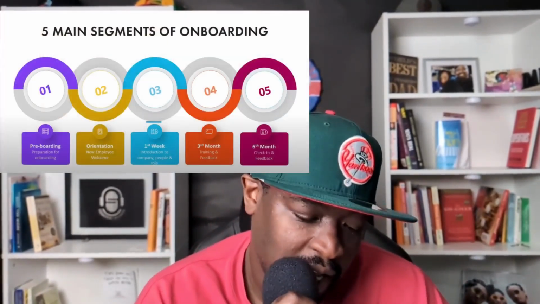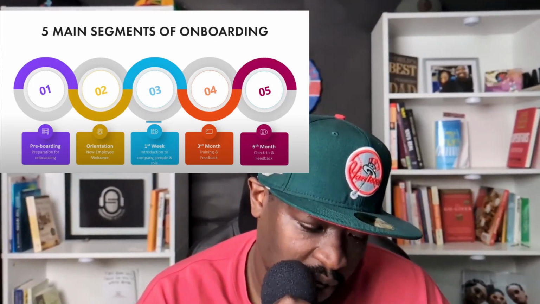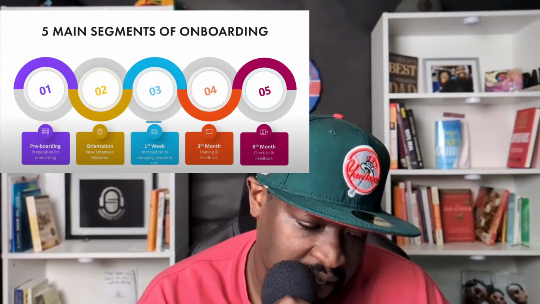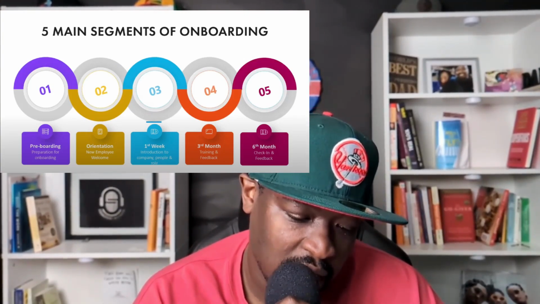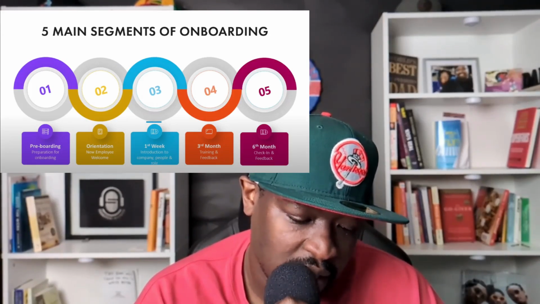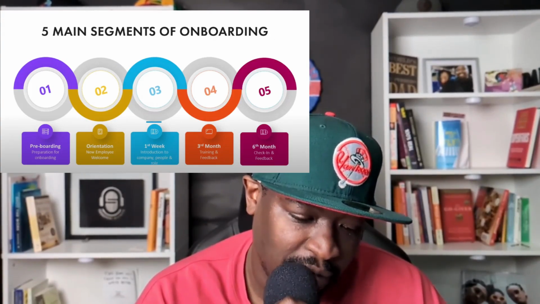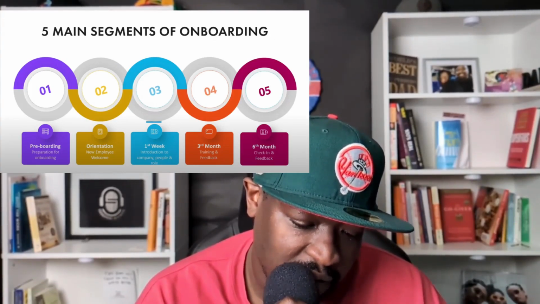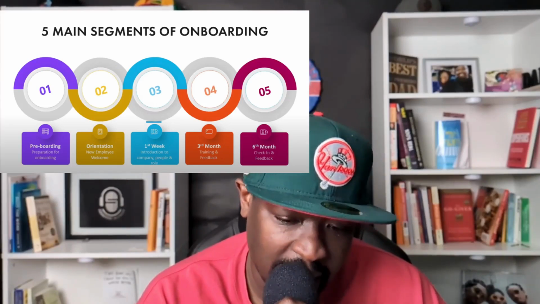So, looking at my notes, he said pre-boarding is the first segment, where the second segment is orientation. The third segment is introductions. So the first week where you do introductions to the company and other people, and then segment 4 is training and feedback, and then segment 5 is a check-in and feedback.